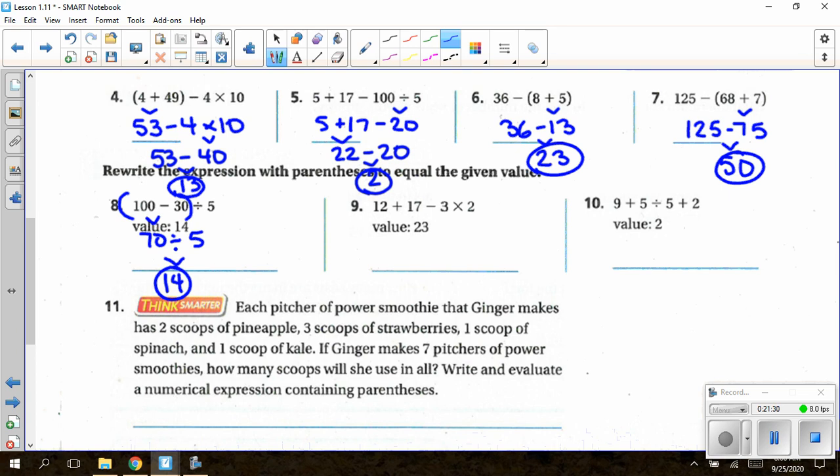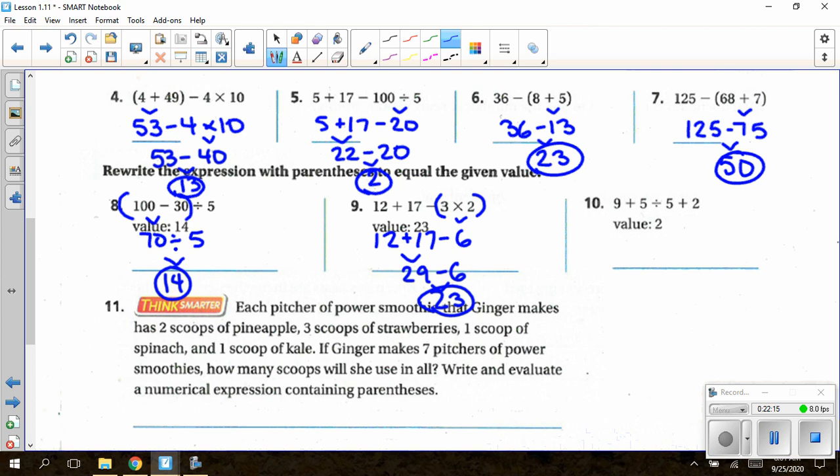For question number 9, in order to correctly solve this with the value of 23, I'm just going to guess and then check to see what would work. So I'm going to guess that we would have to do 3 times 2 first. So 3 times 2 is 6. I'm going to rewrite everything else. Then I would have to do 12 plus 17. So that would equal 29. And 29 minus 6 does give me my 23 that I need. Now, if you didn't get that right on the first try, you just have to make sure you would rework the problem.